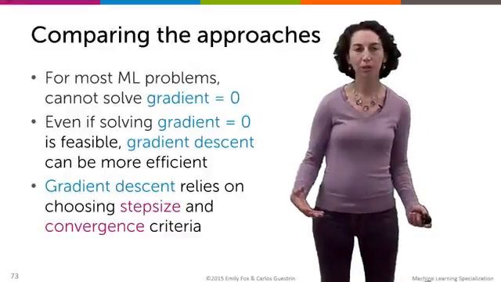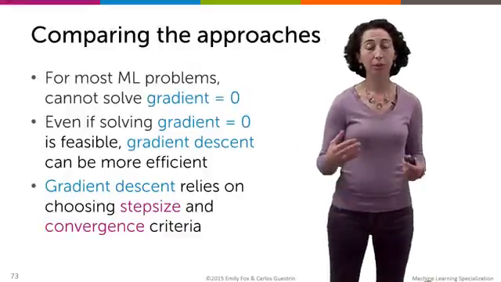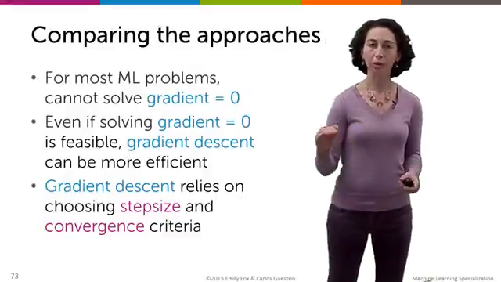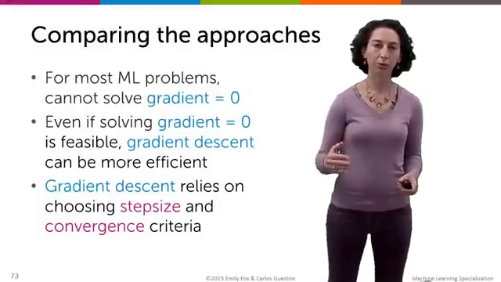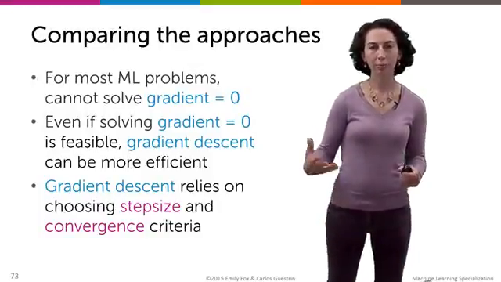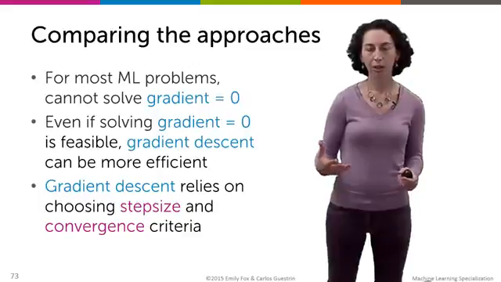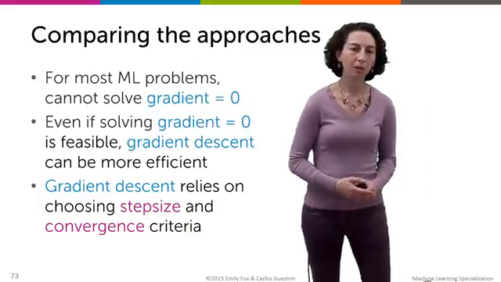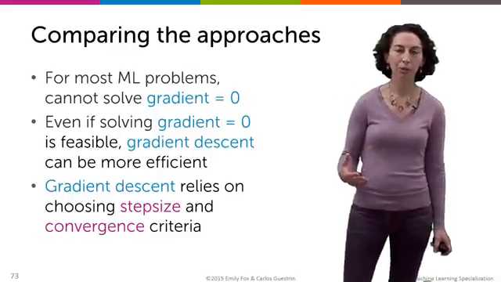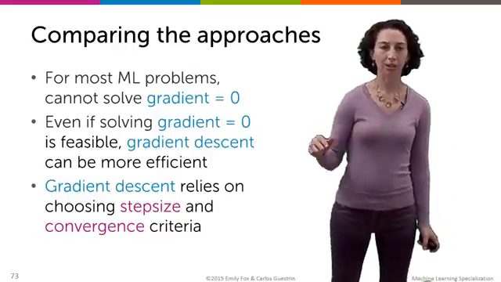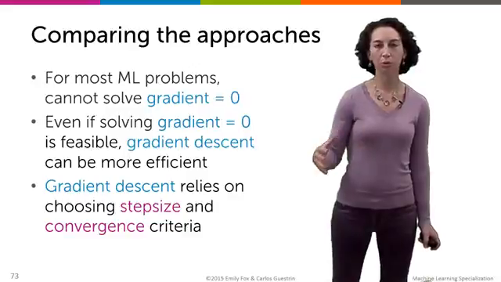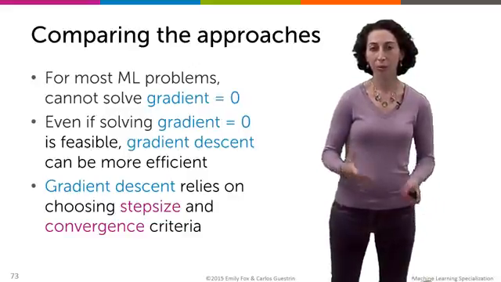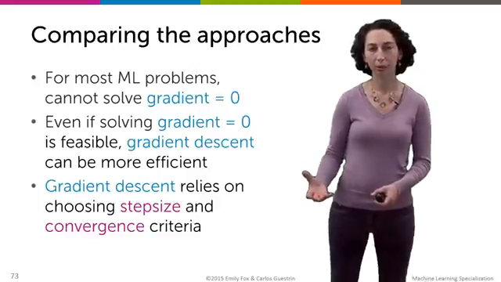Okay, so let's take a moment to compare the two approaches that we've gone over, either setting the gradient equal to zero or doing gradient descent. Well, in the case of minimizing residual sum of squares, we showed that both were fairly straightforward to do. But in a lot of the machine learning methods that we're interested in, taking the gradient and setting it equal to zero, well, there's just no closed form solution to that problem. So often we have to turn to methods like gradient descent.